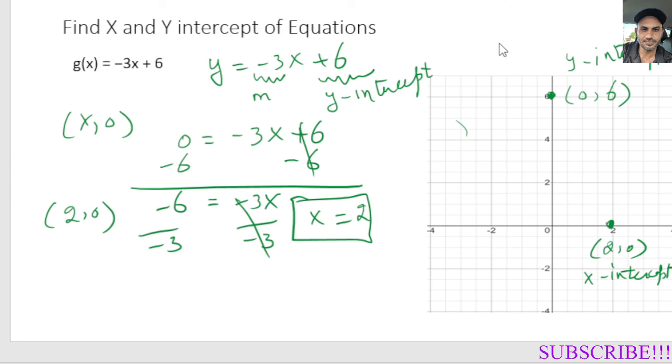All right, and the graph of the line would look like it would come down like that, right there. All right, so that's how you solve for the x and the y-intercept of a linear equation which is given to you. Hopefully this helps.